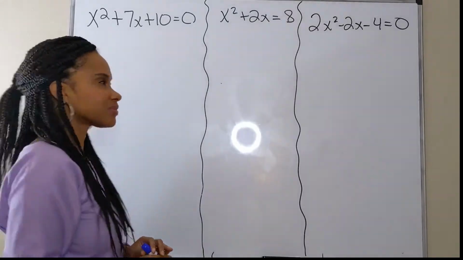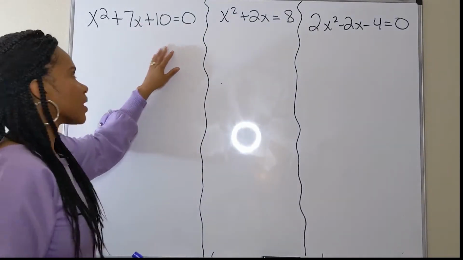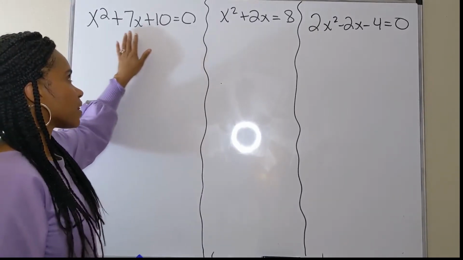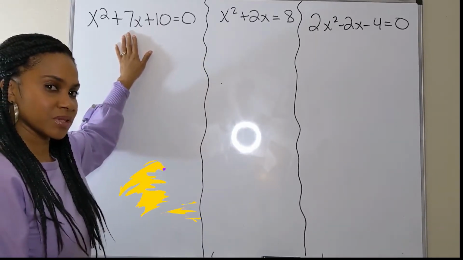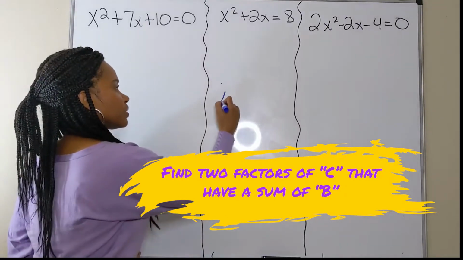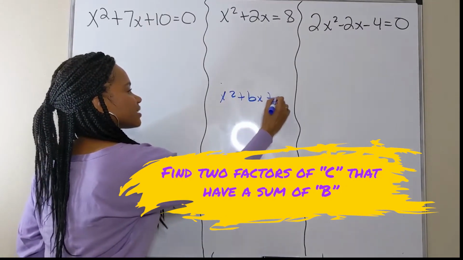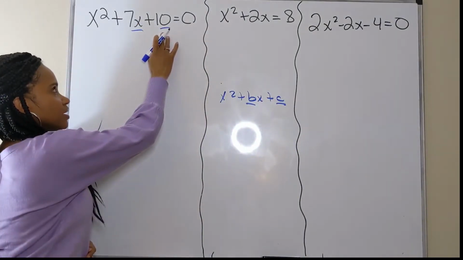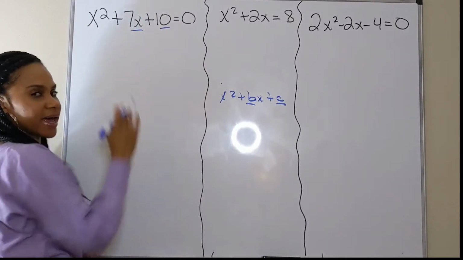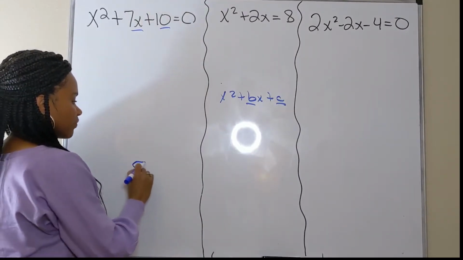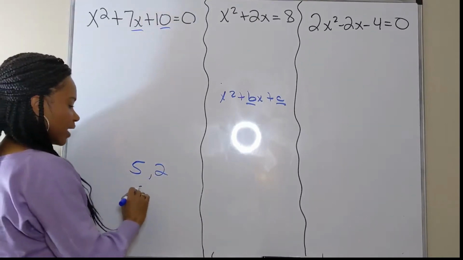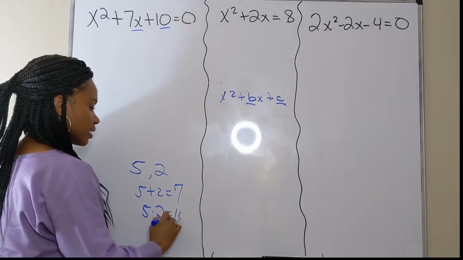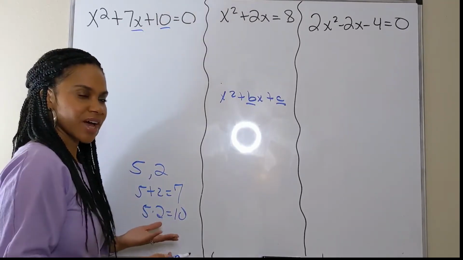So let's get started. The first thing we want to do is find two factors of c, which is our last term, that have a sum of b, which is our middle term here. Remember, this is c and this is b. So two factors of 10 that when we multiply we get 10, but when we add we get 7. That would be 5 and 2, right? Because when I add 5 and 2, I get 7, but when I multiply, I get 10. So my factors are 5 and 2.